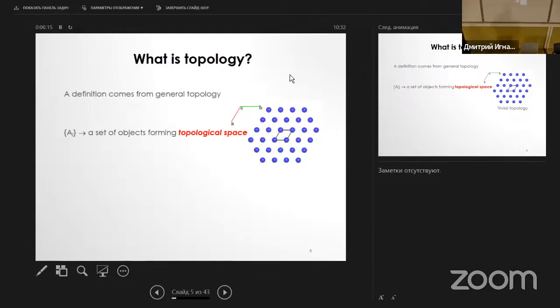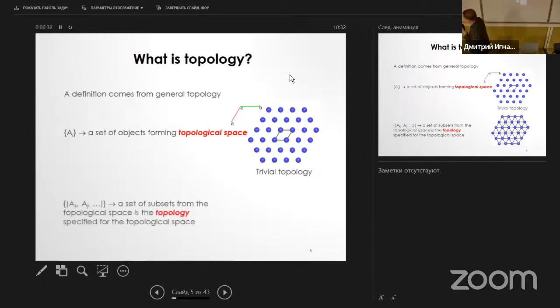And importantly, this set has a translational symmetry, so it is formally infinite. But there are no connections between these atoms, and the topology in this system is trivial. Then we should specify some topology on this topological space. And by definition, topology is a set of subsets from this topological space.